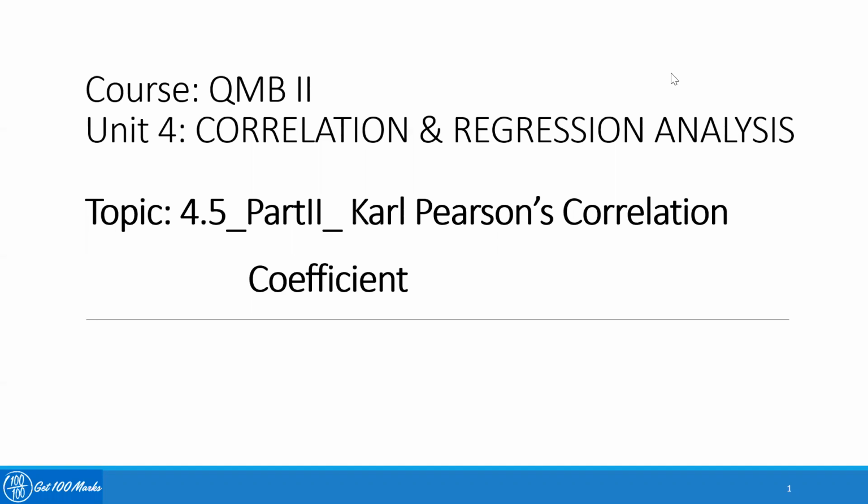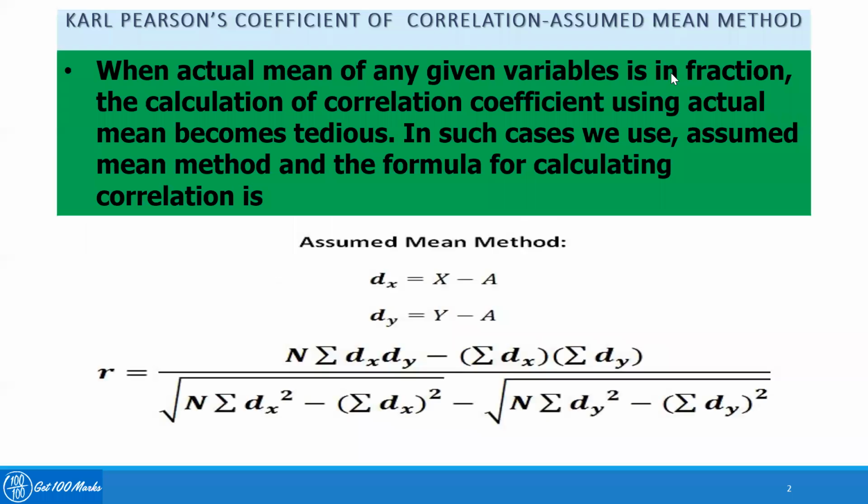Today I'll be discussing how to calculate Karl Pearson's coefficient of correlation using the assumed mean method. This is a part of Unit 4 of correlation and regression analysis. As I have discussed in my earlier video, how you have to calculate the Pearson correlation coefficient for any series of data. Today especially I will discuss the assumed mean method.